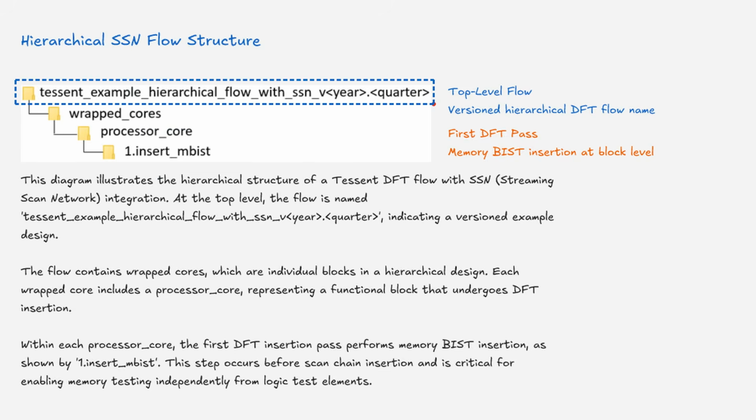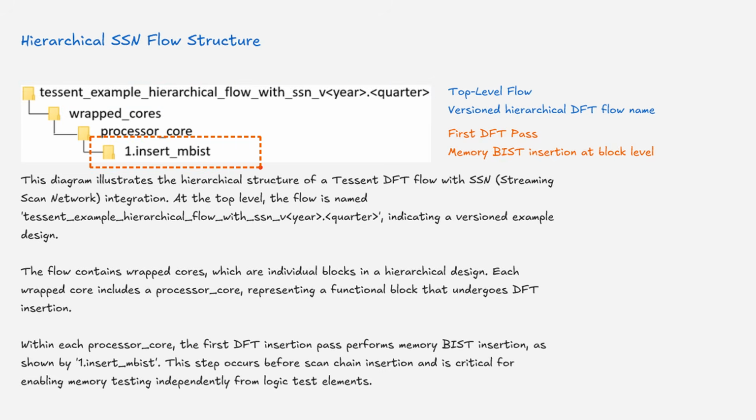This diagram illustrates the hierarchical structure of a Tessent DFT flow with SSN, streaming scan network, integration. At the top level, the flow is named Tessent example hierarchical flow with SSN version year.quarter, indicating a versioned example design. The flow contains wrapped cores, which are individual blocks in a hierarchical design. Each wrapped core includes a processor core, representing a functional block that undergoes DFT.